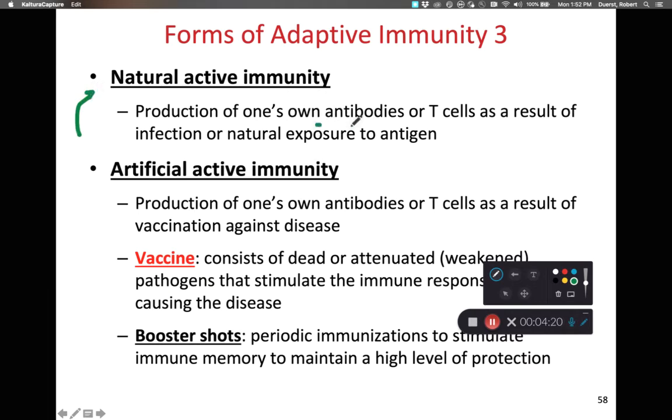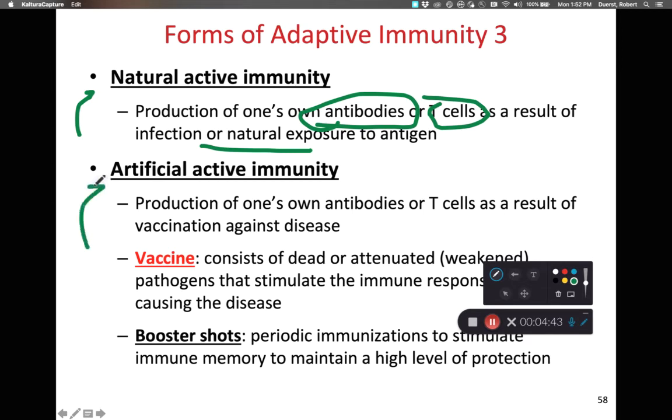Now, as we look at this adaptive immune system, we can have natural adaptive immunity. And this is when we make our own antibodies or our own T cells. These T cells are going to be for the cellular side of immunity. Antibodies are going to be on more of the humoral side. So when we make our own cells or proteins for adaptive immunity because we were naturally infected by that pathogen.